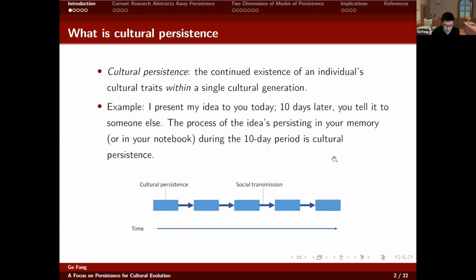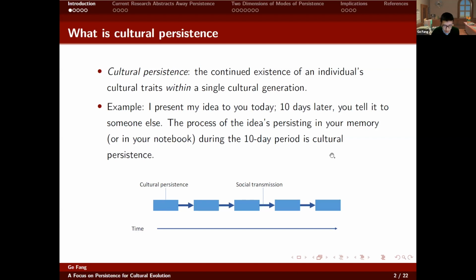The main goal of today's talk is to consider whether a focus on the differences in types of cultural persistence can be epistemically important in the study of cultural evolution. By cultural persistence, I mean the continued existence of an individual's cultural trait within a single cultural generation. For example, if I present my idea to you today and 10 days later, you tell it to someone else, the process that the idea persisted in your memory during the 10-day period is a process of cultural persistence. As the diagram below indicates, as time passes on, processes of cultural persistence alternate with processes of cultural inheritance.